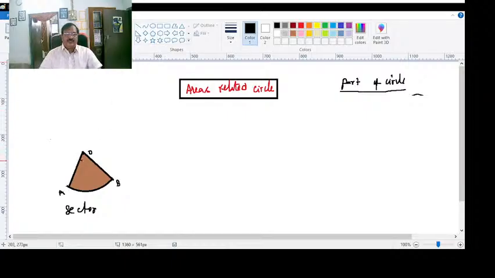So now this is theta again, right? Sector, again, this theta decides the name for the sector. If theta is 180 degrees, then the sector will become a semicircle.